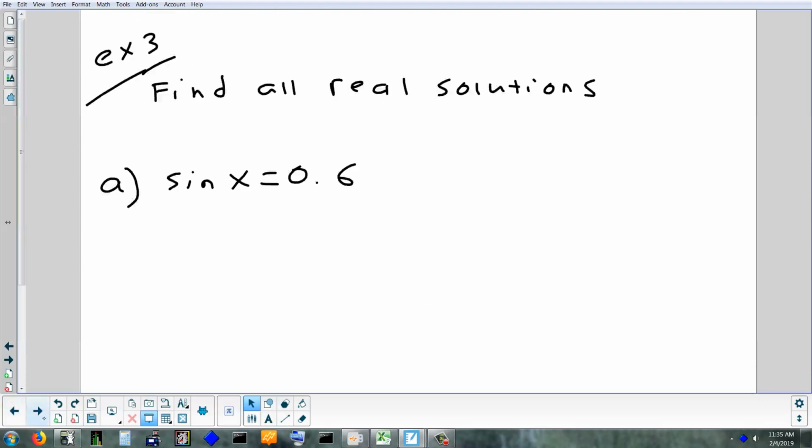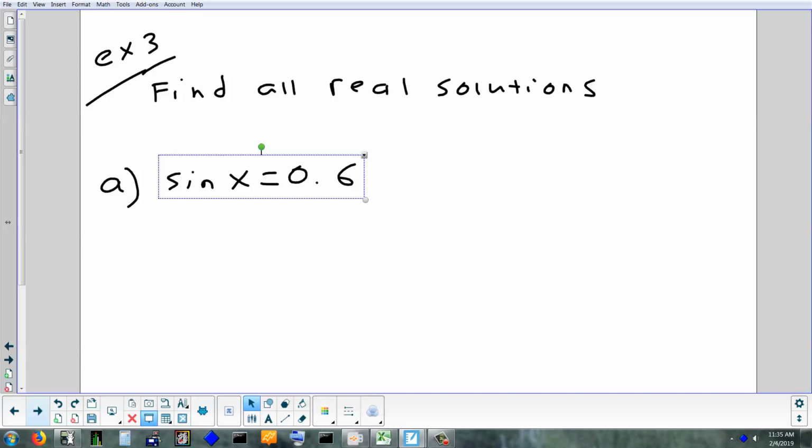Alright, so let's solve this sine of x equals 0.6. Usually the first answer to get is quick. All you have to do here is get x by itself. So to get x by itself, you've got to cancel the sine function. How do you cancel out the sine function? Yeah?